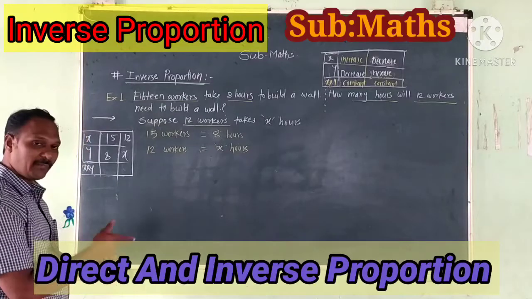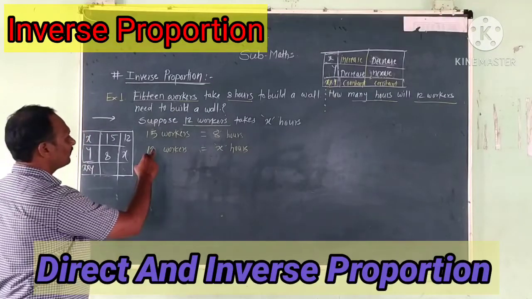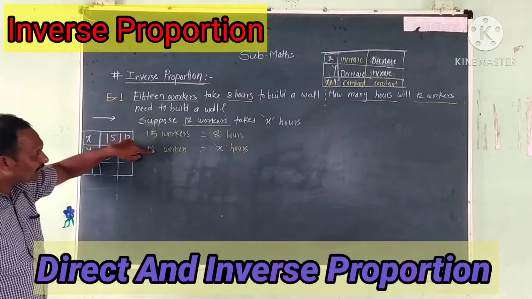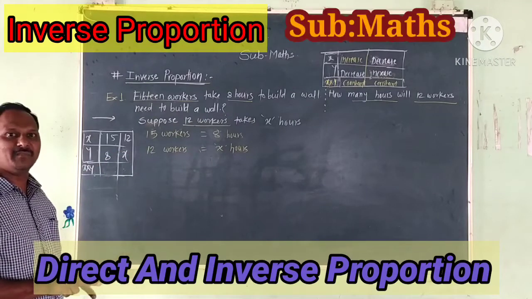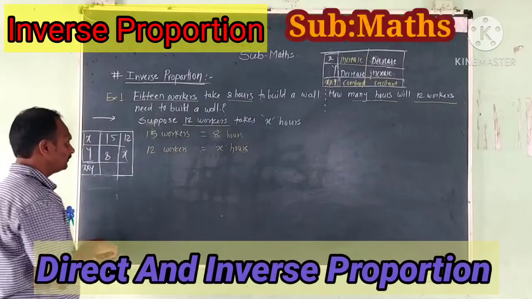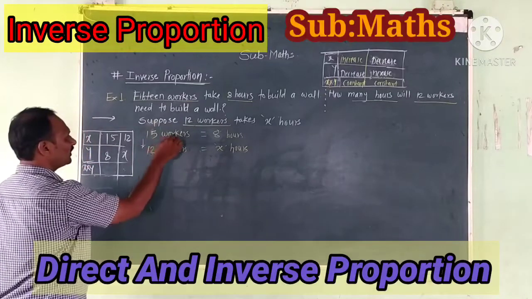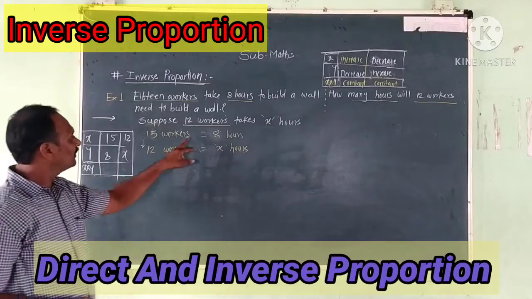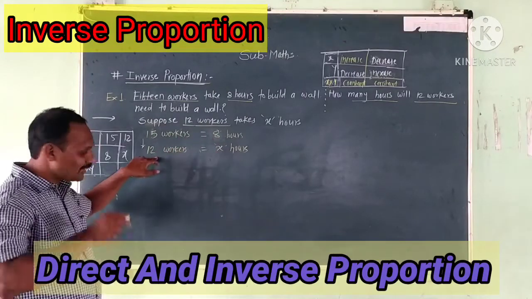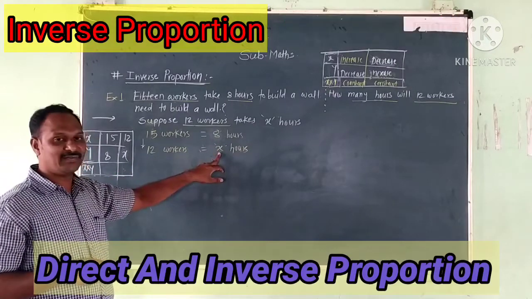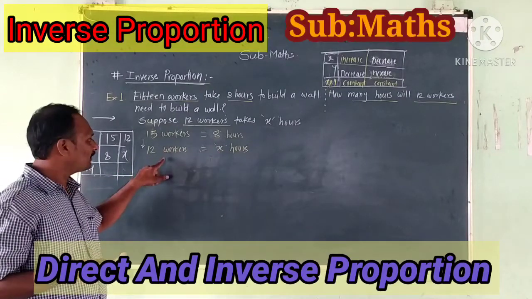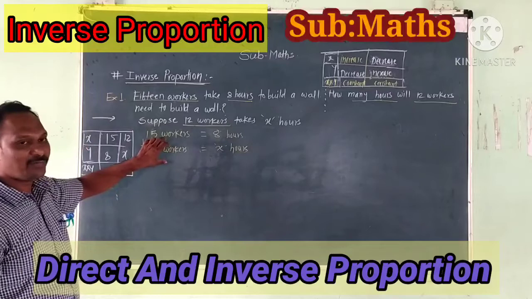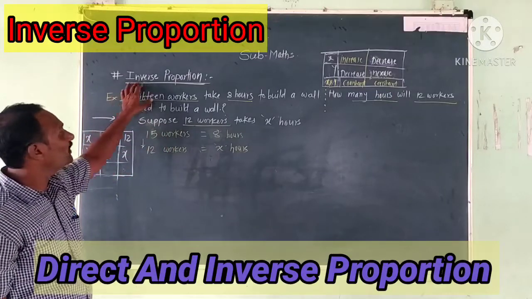Now what type of proportion is this? Here you see 15 workers in the first statement. In the second statement, the workers decrease. 15 workers, and after that 12 workers, means the workers are reduced. Then x hours increase or decrease? Workers decrease means hours increase. So this is a type of inverse proportion.